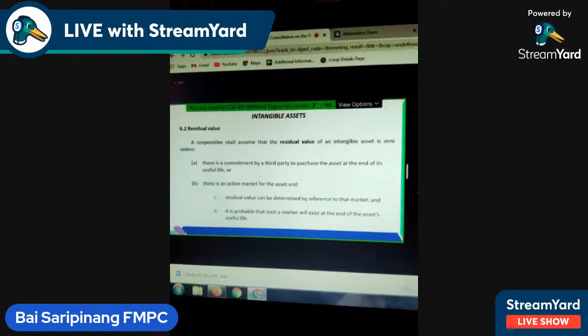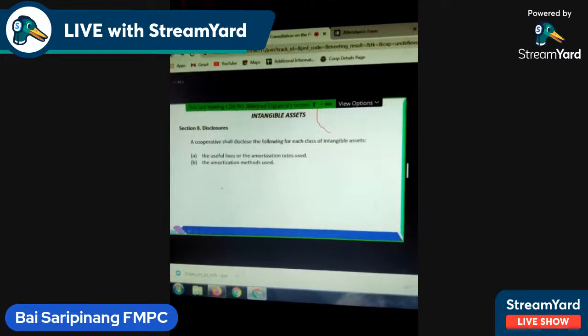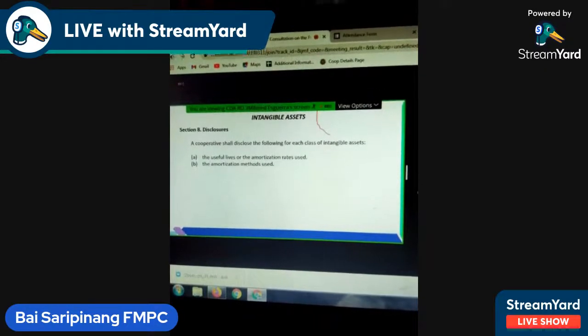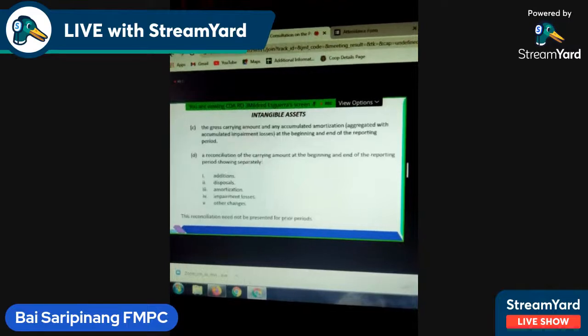Okay, so even on its amortization, residual values is the same po. Retirement and disposal of these intangible assets is just the same. Even on its disclosure, kasama po yan, i-disclose pa rin po yung kanyang useful lives or amortization rates and amortization methods.